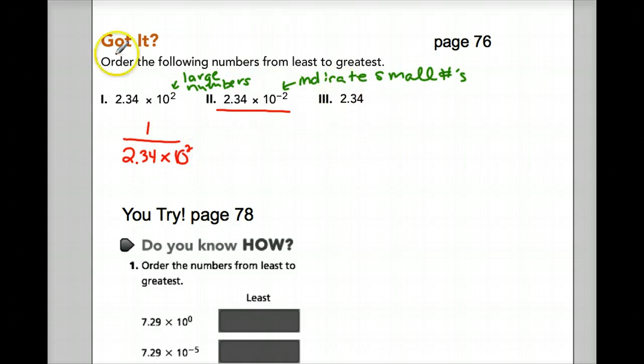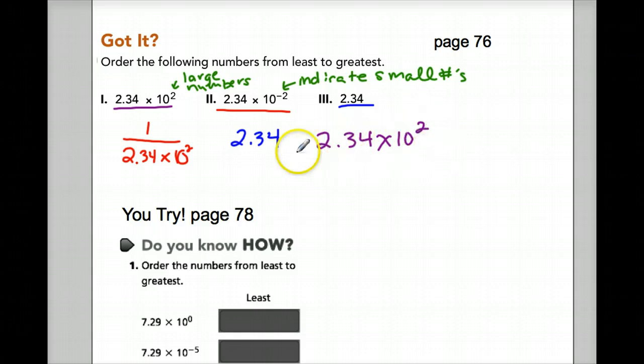What's going to be our next one? Well, our next is just going to be 2.34. Because we know that this one here, 2.34 times 10 to the positive 2, is going to be large. Large number, small number. This is just your number.